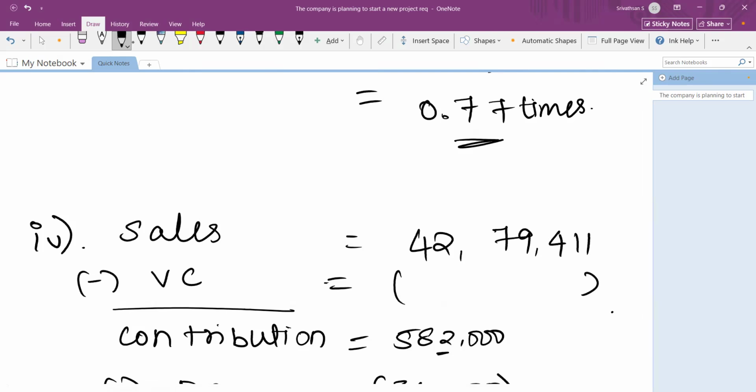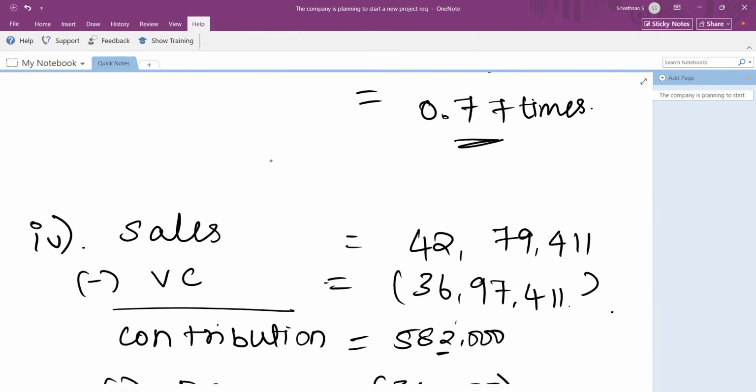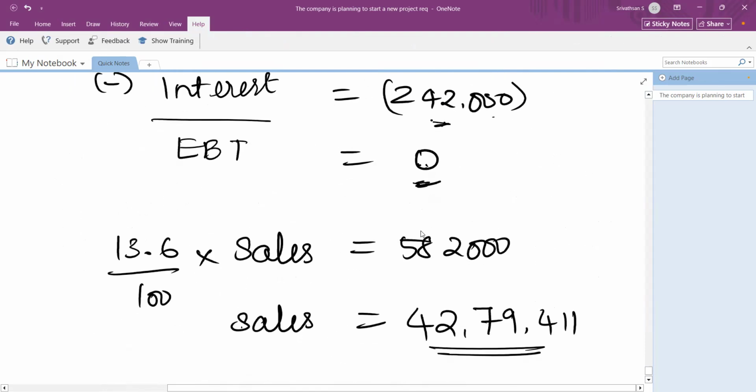So that is nothing but the balancing figure, right? Minus 5,82,000, we get a variable cost of 36,97,411. So when sales is equal to 42,79,411, EBT of the company will be equal to 0.